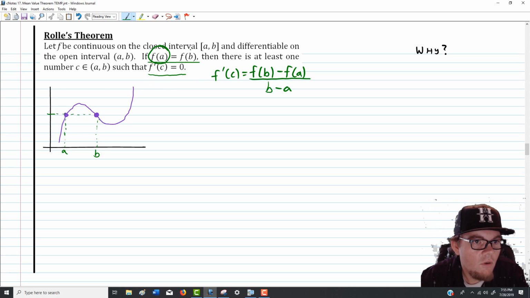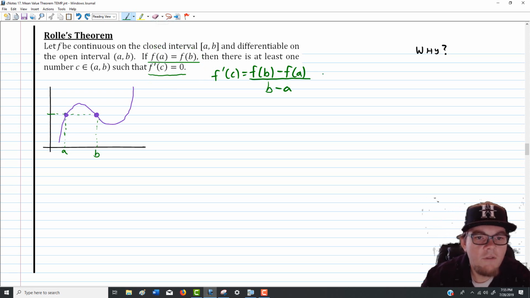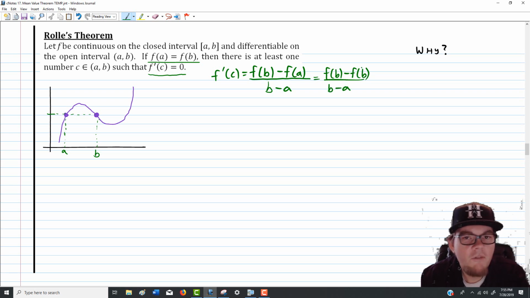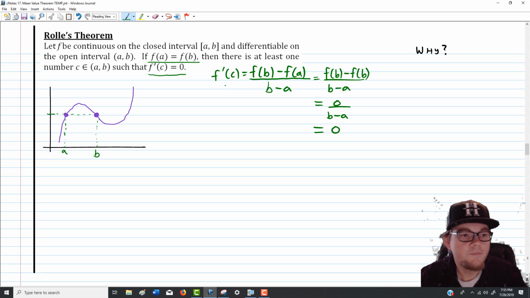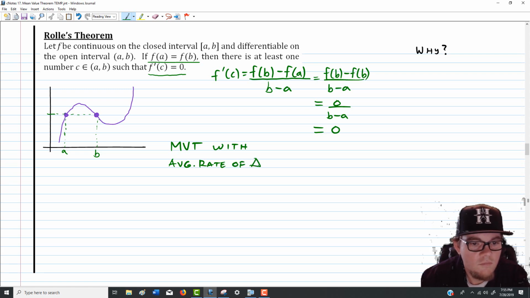We'll add in this extra requirement that f of a has to equal f of b. If that's true, our average rate of change is equivalent to f of b minus f of b over b minus a. But f of b minus f of b is 0, which means our average rate of change is 0 over something that's non-zero, which means the average rate of change is actually equal to 0. So all this is the MVT with the average rate of change equal to 0. And I can't write this fast enough, I'm sorry.